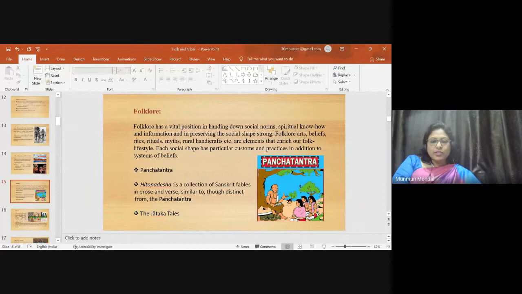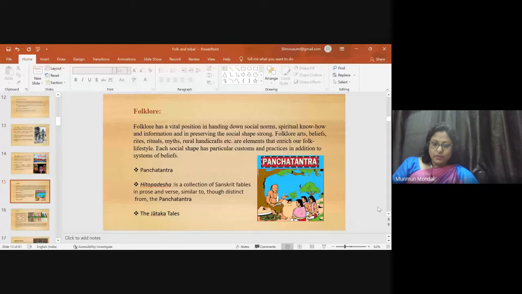So we will start from the folklore, because folklore is probably the most common thing. Since childhood, we are accustomed to this. I think of folklore, Panchatantra, Hitopadesh, Jataka stories. What is folklore? Folklore is a very important part in handing down the social norms, because it is coming down from generation after generation, and the information is passing from one generation to another in a very strong way. The most common part is the storytelling. Folklore is a kind of storytelling that is coming from generation to generation.